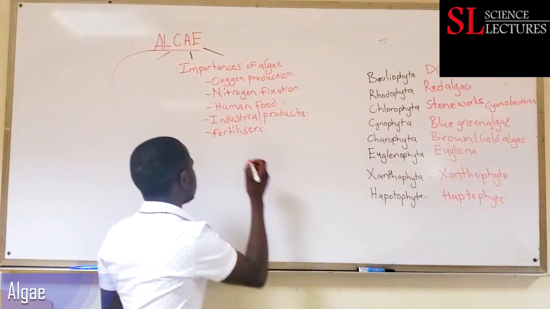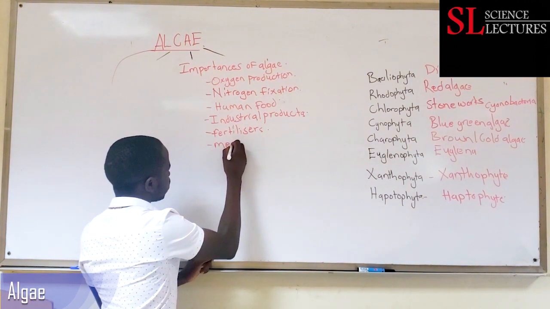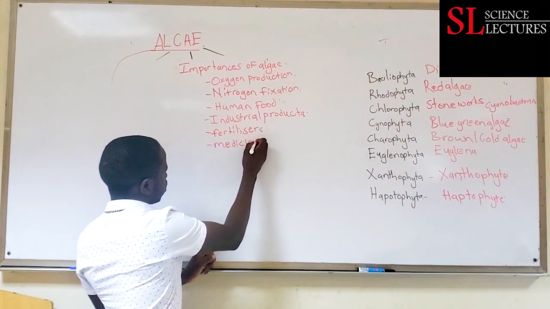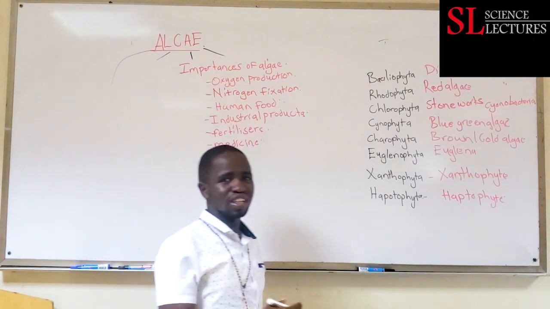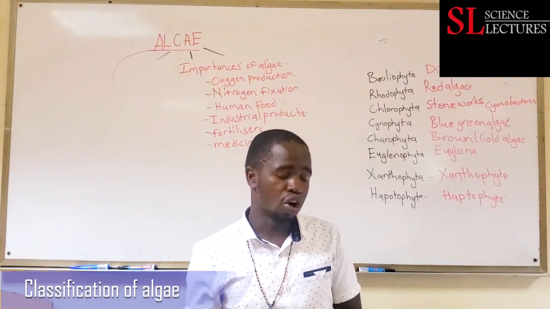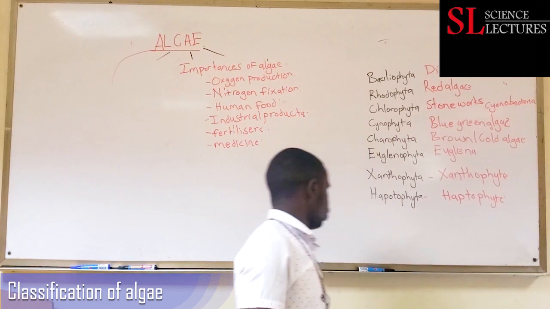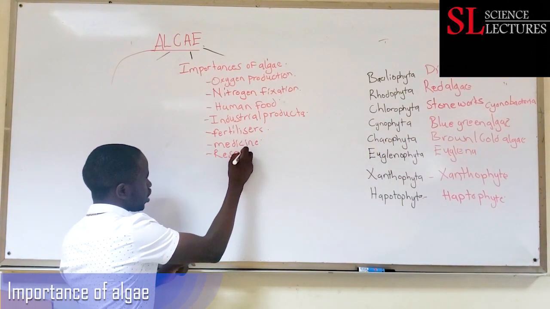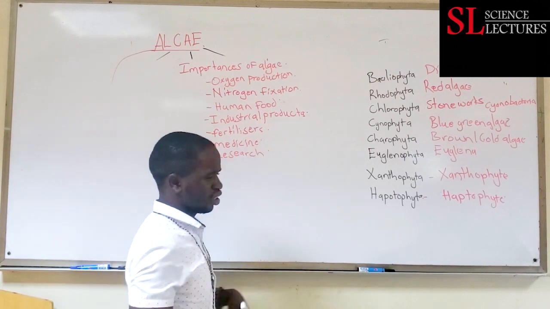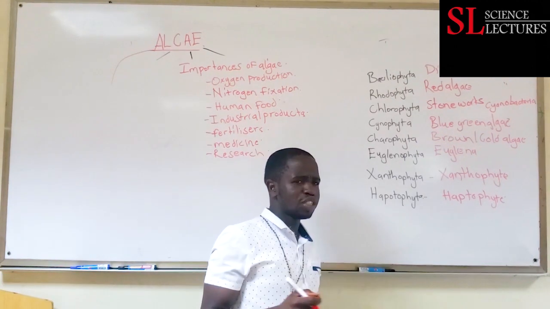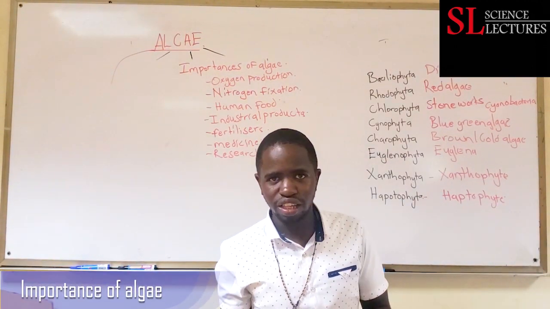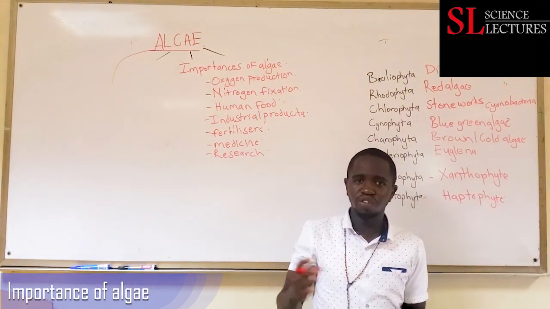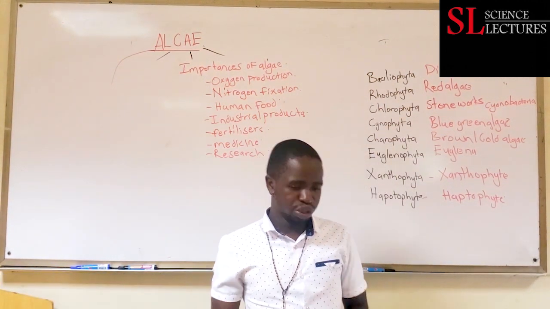Then some algae is still used as medicine for treatment of various diseases and disorders. Then still some algae is used in research. The scientists use algae, let's say, as a litmus to measure the levels of eutrophication, the levels of water pollution.